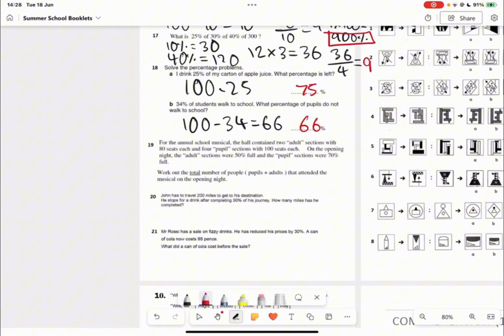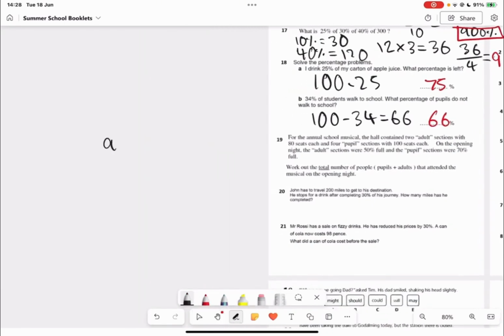Okay, so given that the hall contained 2 adult sections with 80 seats each, we know that there are 160 seats available. So if we look at the adult part, I'll write this here. For the adult part, we know that there are 160 seats, because that's 80 multiplied by 2, and we know that 50% were full. So divide by 2, because it's 50%, is equal to 80.